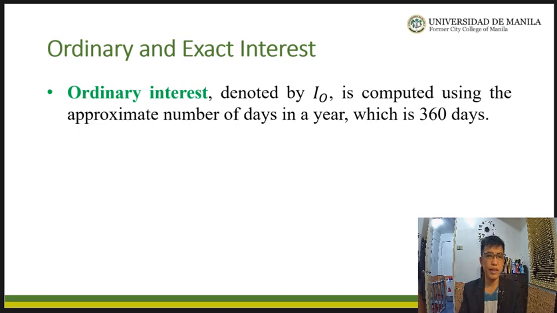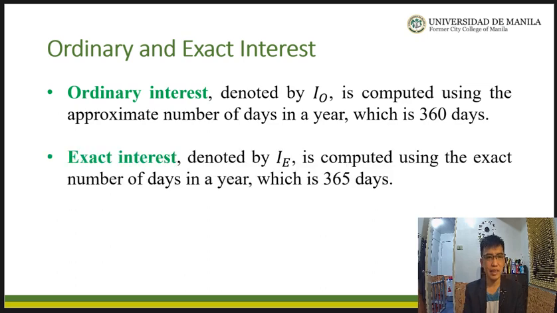So, ordinary interest, denoted by I sub O, is computed using the approximate number of days in a year, which is 360 days. So, tandaan nyo yan ha. And then the exact interest, denoted by I sub E, is computed using the exact number of days in a year, which is 365 days. Okay, that's the exact interest.